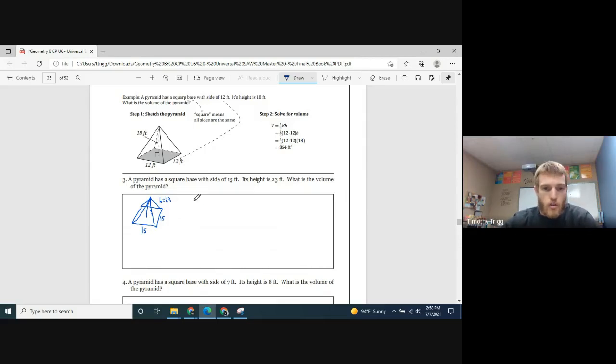Okay, what is the volume? So I'm going to help you set it up. The volume is going to be 1/3 times the area of the base times the height. The area of the base is 15 times 15. So the area of the base is 225. So our volume will be 1/3 times the area of the base, which is 225, times the height of the pyramid, which is 23. And let's go ahead and multiply that together. So 225 times 23, and then divided by 3. So 1725.